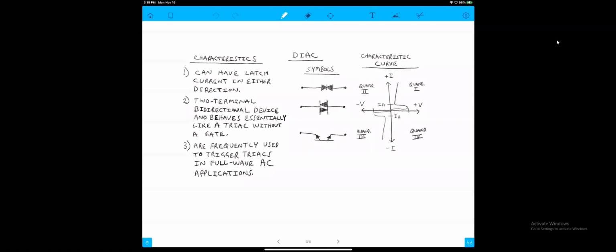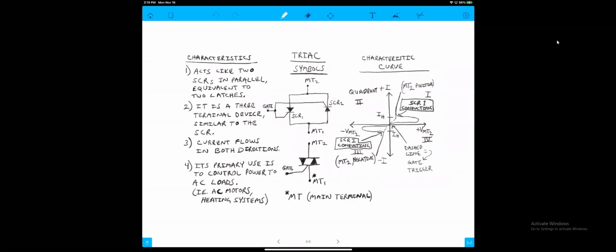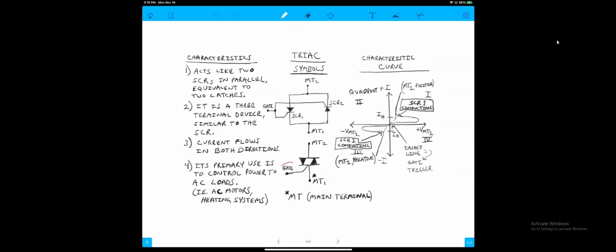All right. Okay, so now that was the DIAC. Now the TRIAC. Okay, this is the TRIAC. If you look at this, we're going to see that we have two SCRs in parallel to create a TRIAC. A TRIAC acts basically like two SCRs in parallel, equivalent to a two-latch. It is a 3-terminal device, similar to the SCR, because this also has a gate for triggering.